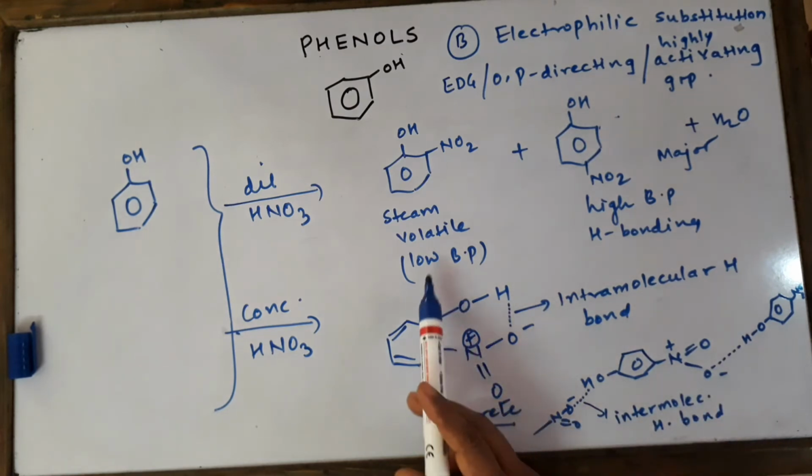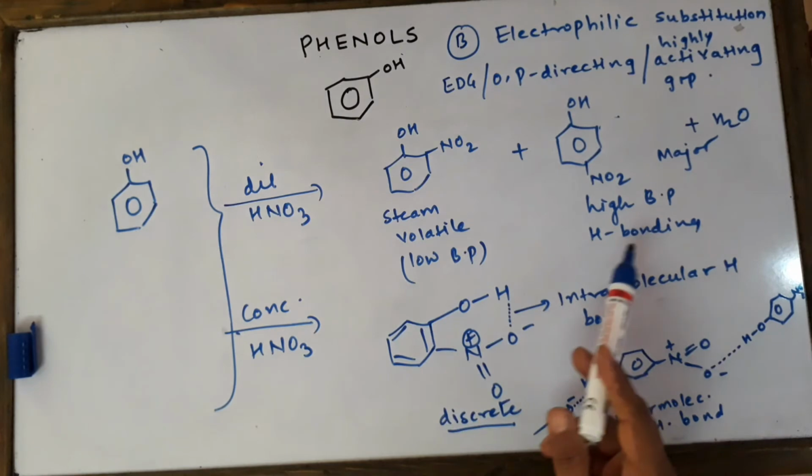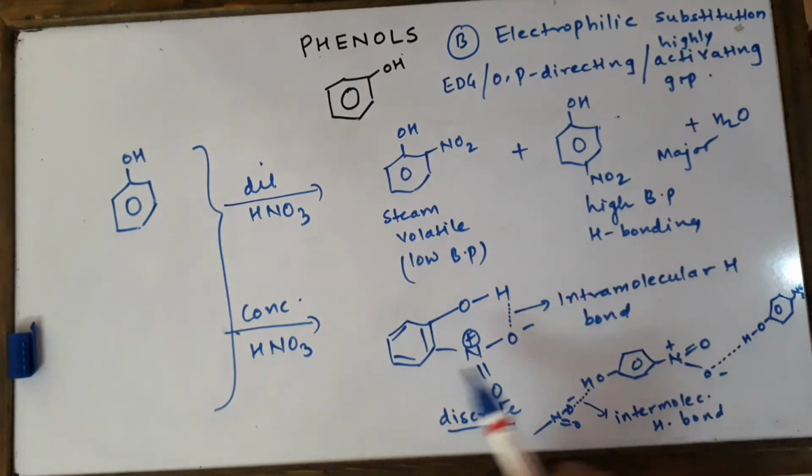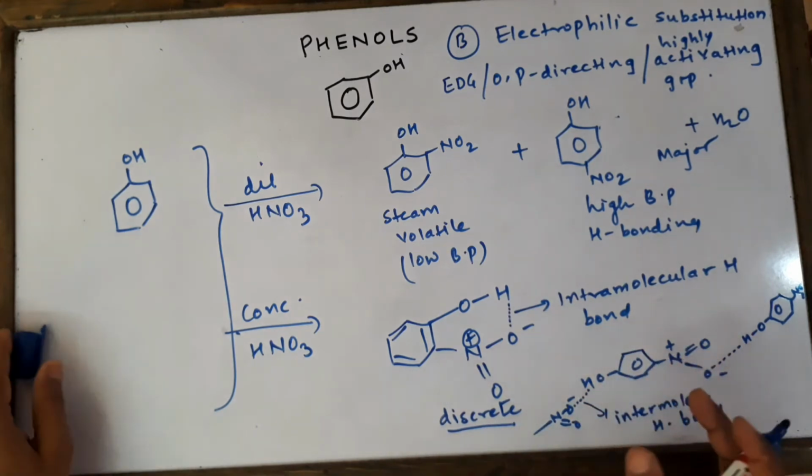And the low boiling orthonitrophenol will boil off first, and the high boiling will boil off in the later stage, or it will remain in the test tube itself. Okay, so this is an important question for your exam.